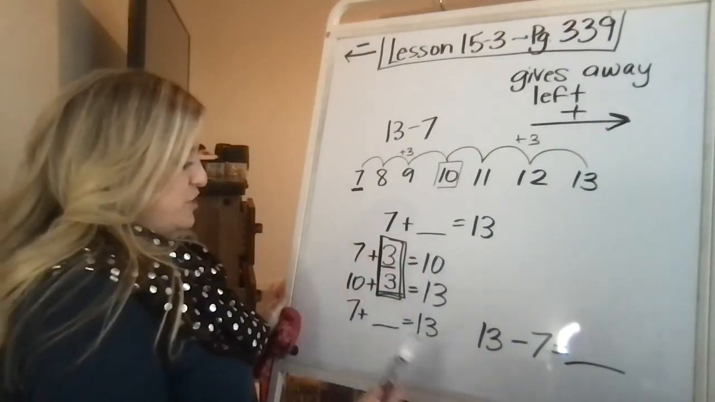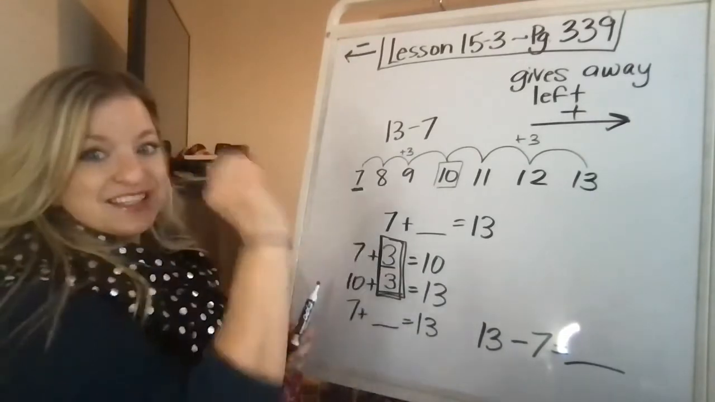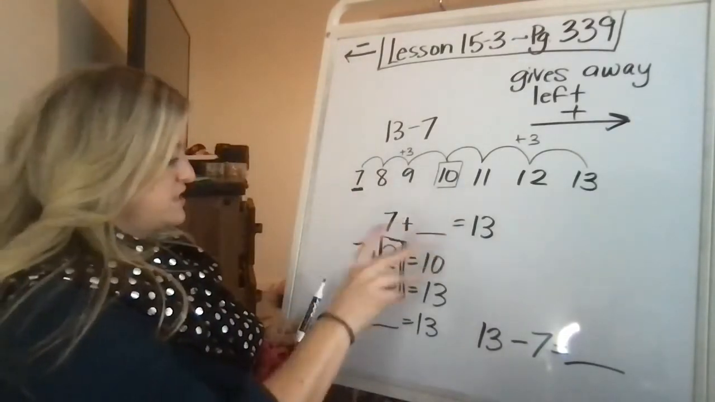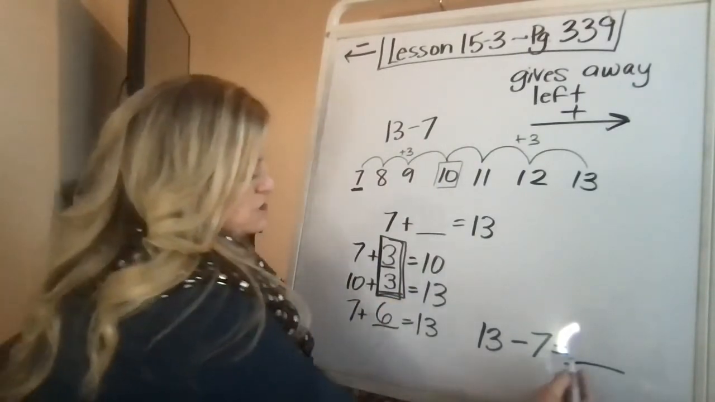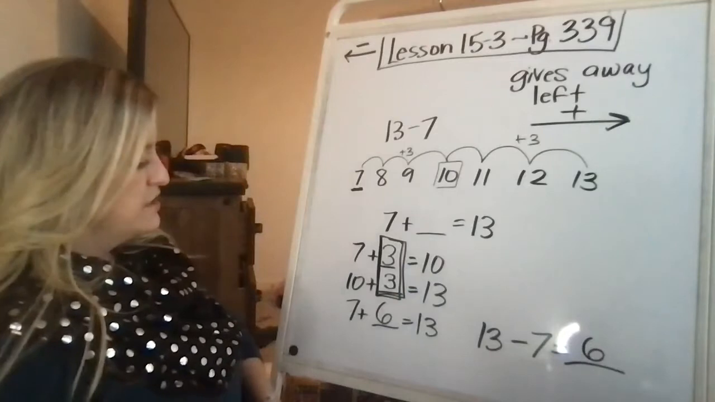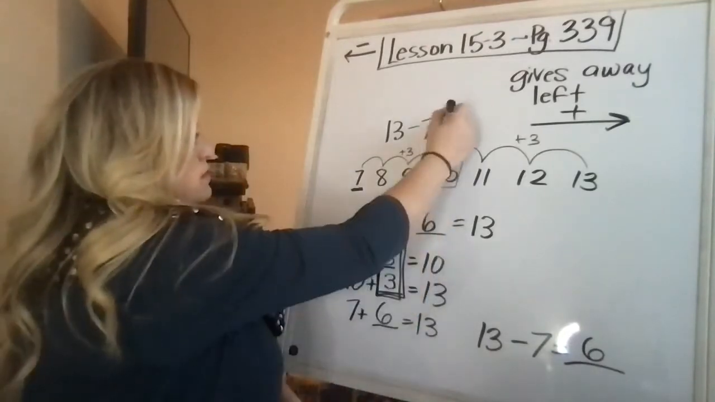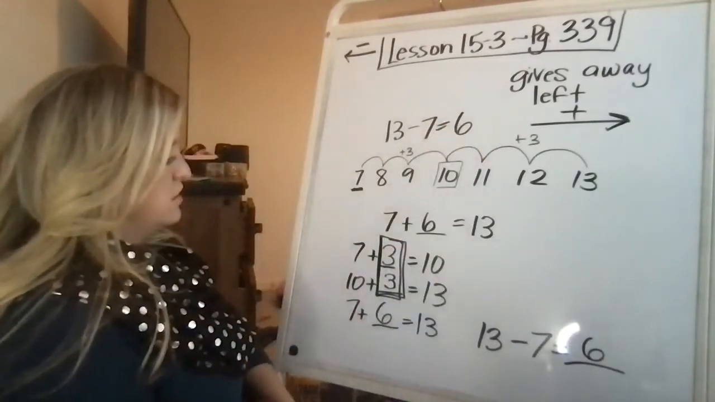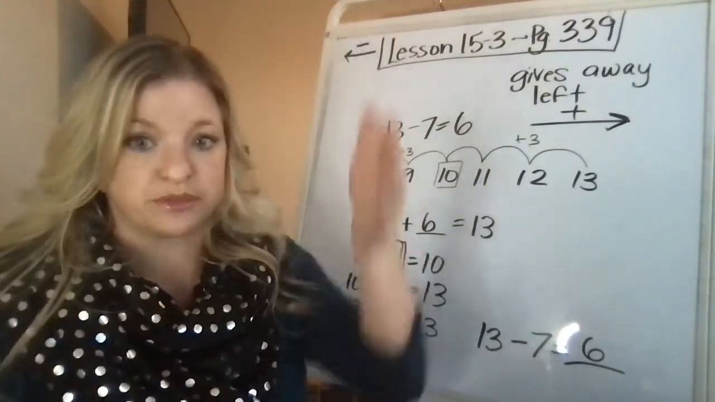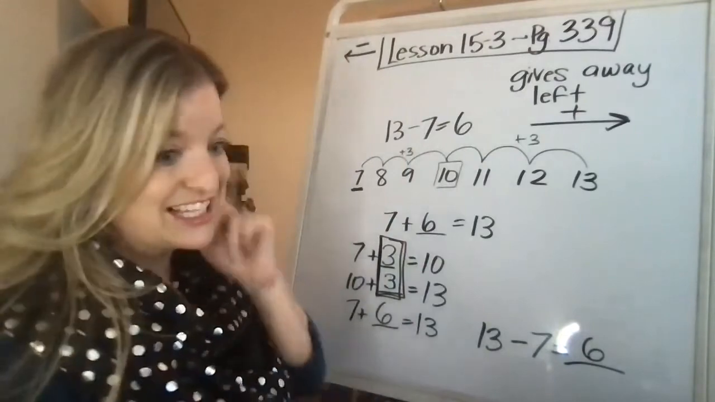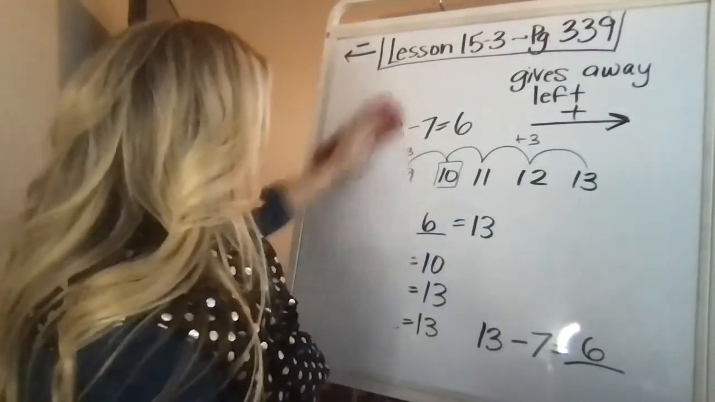I can add those together. 3 plus 3, I know my double stacks. It's 6. 3, 4, 5, 6. So 7 plus 6 is 13. So 13 minus 7 must be 6. See how I did that? Awesome. If you stack them like this, you can see in your book where it says 3 plus 3, and then down at the bottom is that 6. Okay.